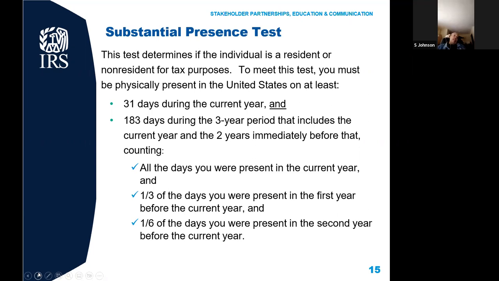If they came into the country in 2021 and stayed 6 months, and then in 2022 they stayed 6 months, and in this year they stayed 6 months, they meet it. So often we will ask, how long have you been in the country? It's for information purposes. It's not "I got you" or anything like that.